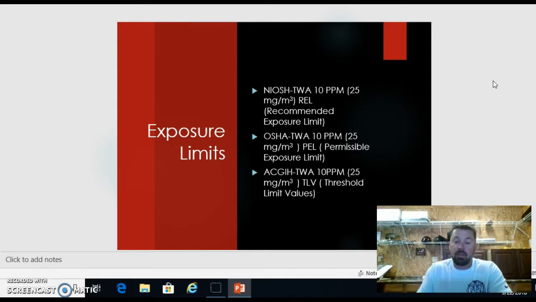They went through and added up what they believe to be the threshold where you come in contact with a certain type of agent or chemical or compound, and that's their limit. And they all are parallel. They all run the same. Not all, they don't always run the same, but with this one they do.